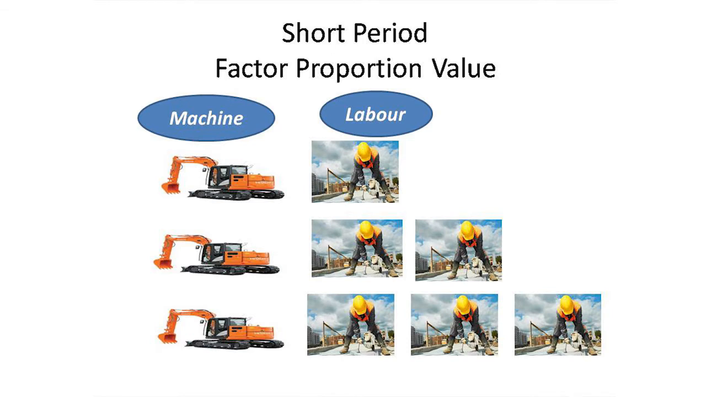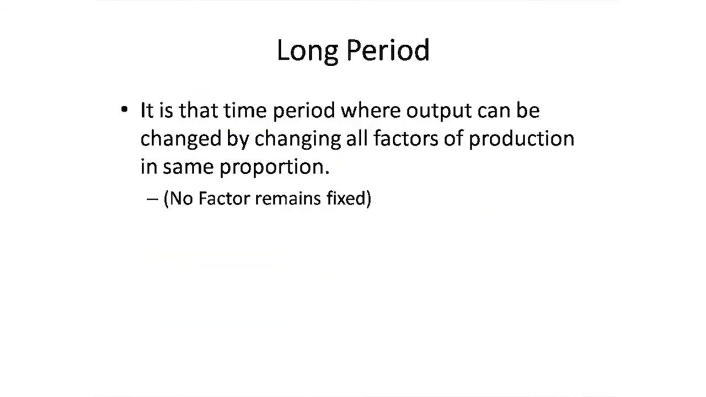About long period. Long period is that time period where output can be changed by changing all the factors of production in the same proportion. It means that all factors of production are variable factors of production in the long run. Land, labor, capital and organization vary proportionately in the long run. It also means that no factor remains fixed in the long run.